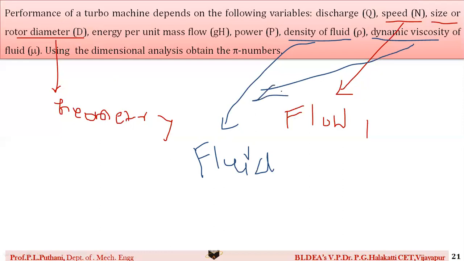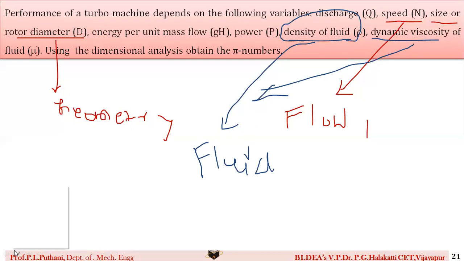But as viscosity has 3 dimensions, that is the existence of mass, length, and time, the simplification takes a little more time. So for our simplification, I will consider density as our fluid property.